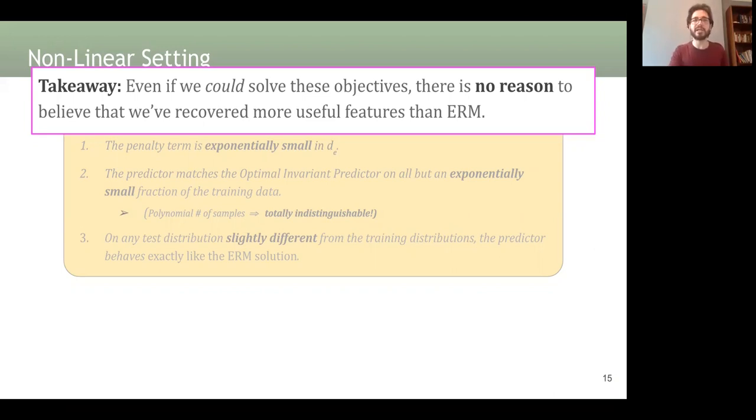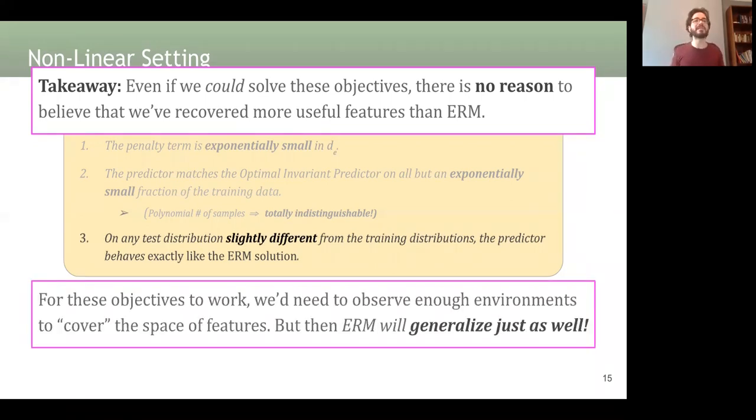One additional thing to note is that you might expect there is a setting where these objectives would work. And that is if we assume that we observe enough environments to essentially cover the space of features. Because recall that we say that it fails on a test distribution that's different from a training distribution. So if we were to observe enough training distributions that any test distribution would be reasonably close, then we might expect it to perform better. But then again, this is exactly the same thing that ERM could leverage to perform better, right? The reason ERM fails is because the observed data is very different from the training data. But if we were to just run vanilla ERM and we observe, say, an exponential number of environments to cover the full space, then clearly these invariant objectives don't really provide a performance guarantee or a sample complexity guarantee over vanilla ERM. Okay, so are there any questions about the result in the nonlinear setting?